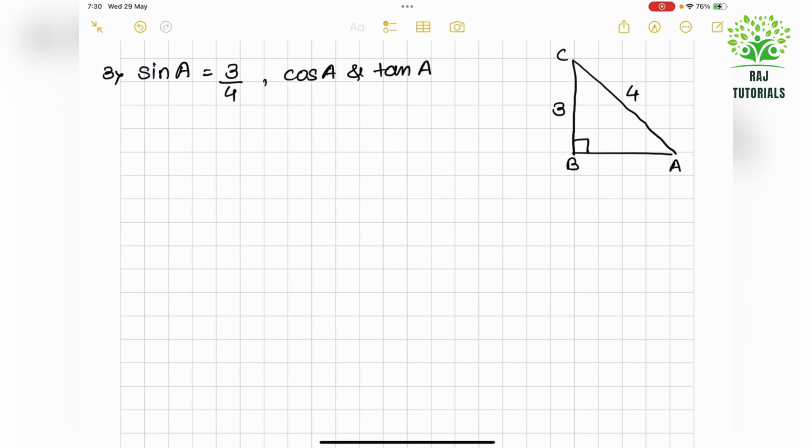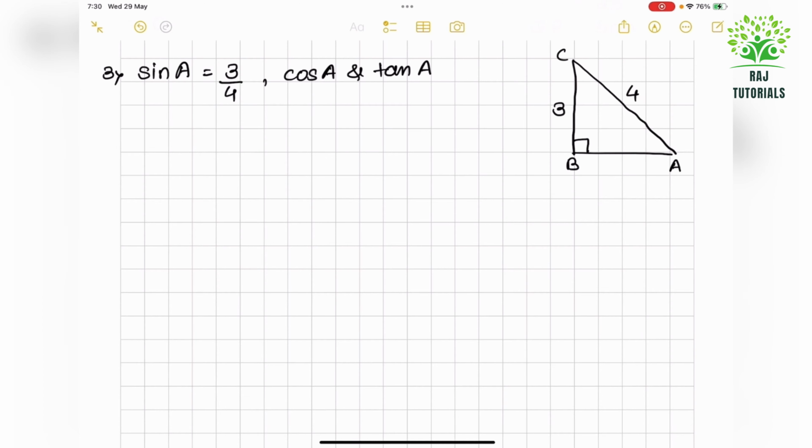Now the next question is sin A equal to 3 by 4. Find cos A and tan A. So I have drawn the figure. Sine means opposite or perpendicular upon hypotenuse. So perpendicular will be 3, hypotenuse will be 4. So base I need to find.